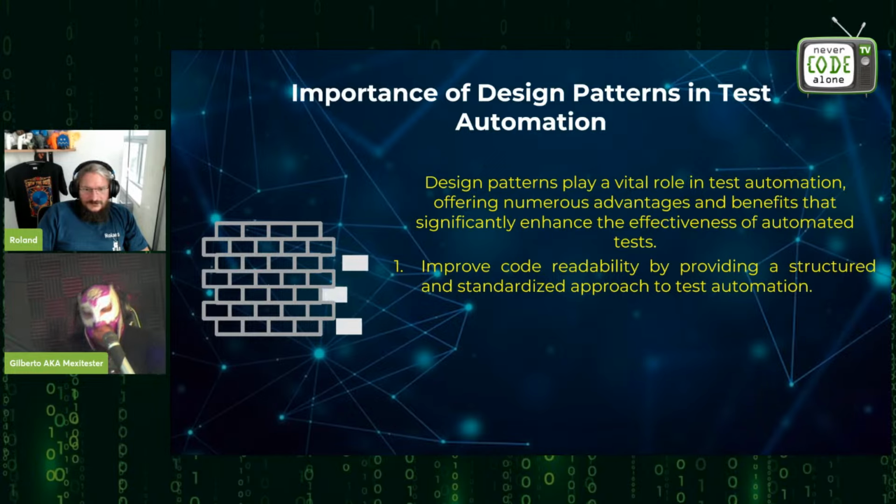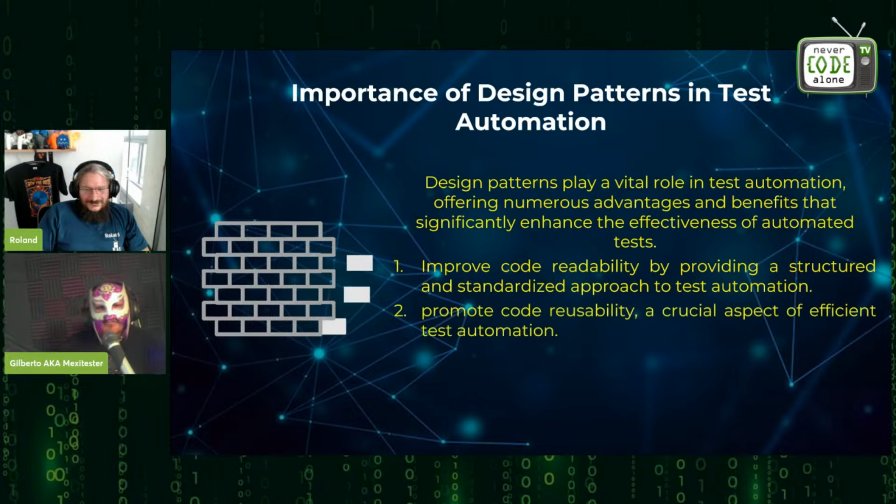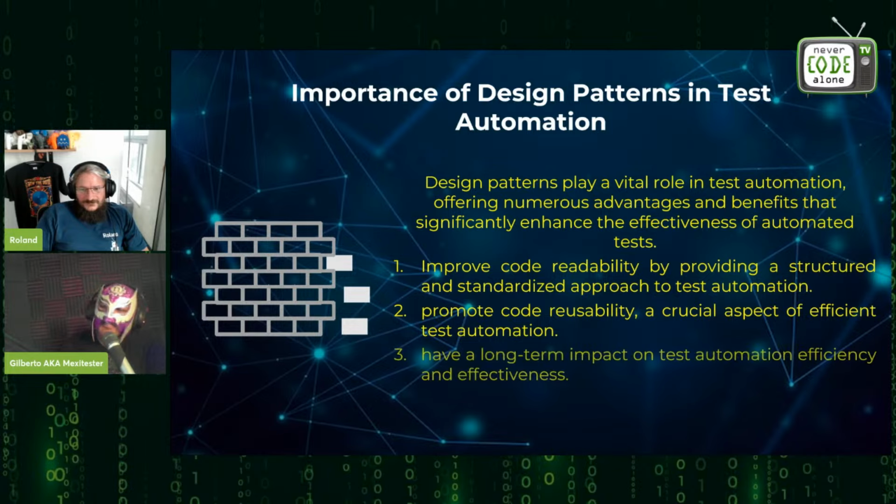So, design patterns could help us reduce the headache, not remove it completely, but help us reduce it. They also promote code reusability, a crucial aspect of efficient test automation. And the last point is the long-term impact on test automation efficiency and effectiveness. That is something that we as testers, as test automation engineers, as developers, as part of the quality process, need to be sure of: that we have efficiency and effectiveness.